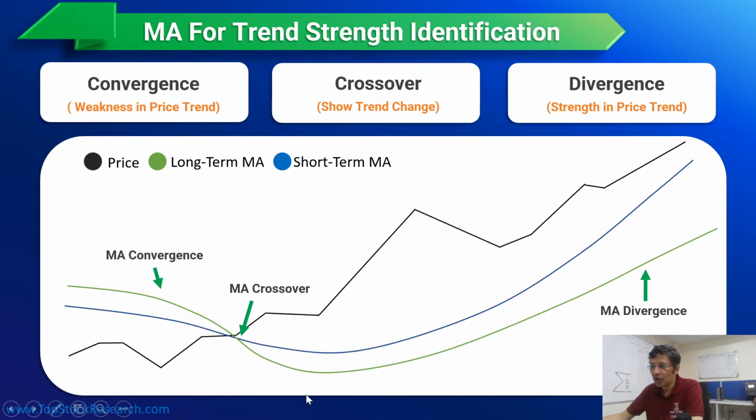So when the shorter moving average is moving much faster than the larger moving average, that means the short-term strength is much better. And also the confirmation here is the longer moving average is also moving in that direction. So that should give you better confidence in the trade.